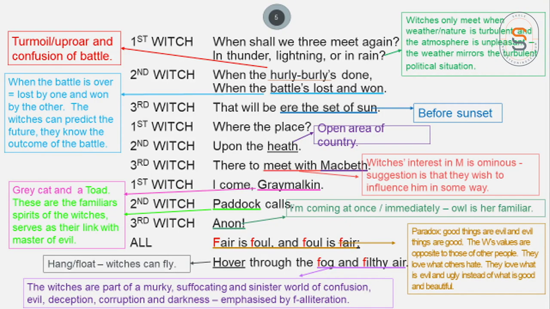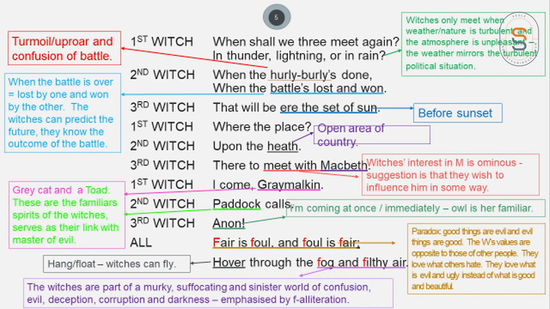If we look at the extract on your screen, this is where the three witches are discussing where they're going to meet Macbeth. And they start with, when shall we three meet again? In thunder, lightning, or in rain? Very important, the witches only meet when the weather and nature is turbulent and the atmosphere is unpleasant.